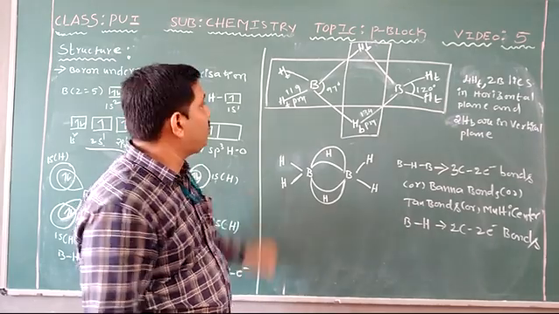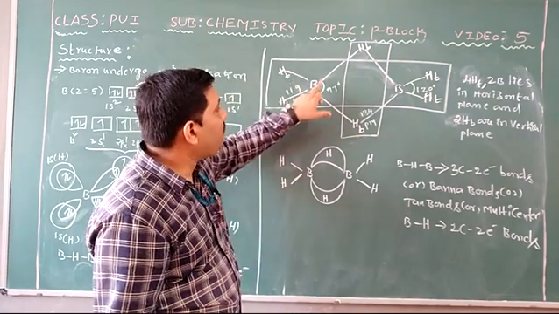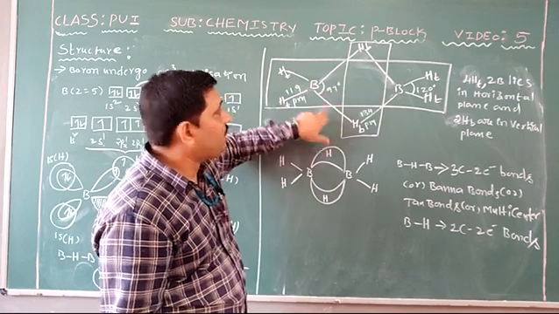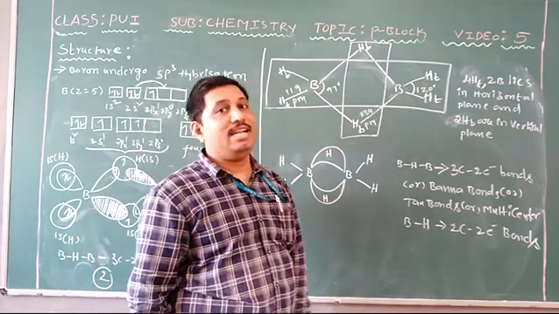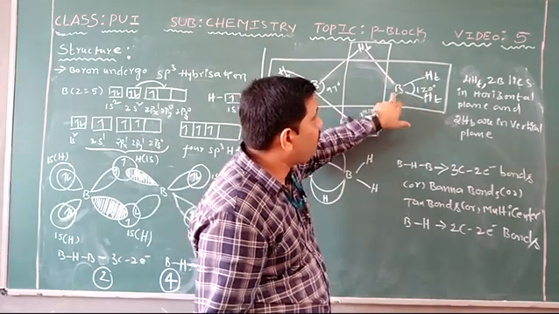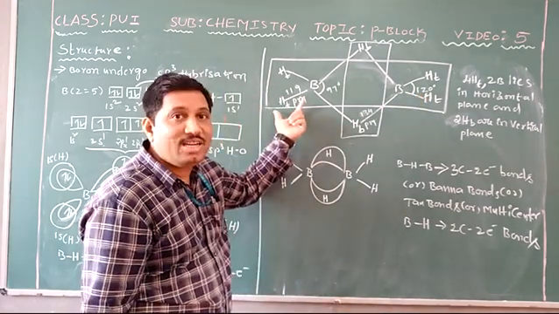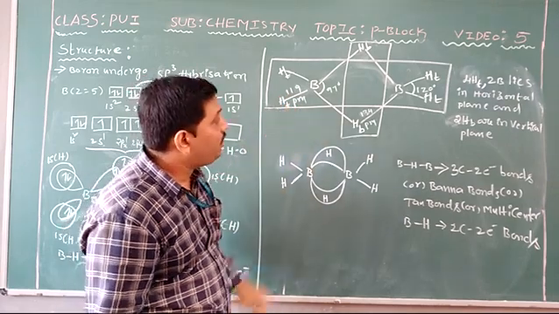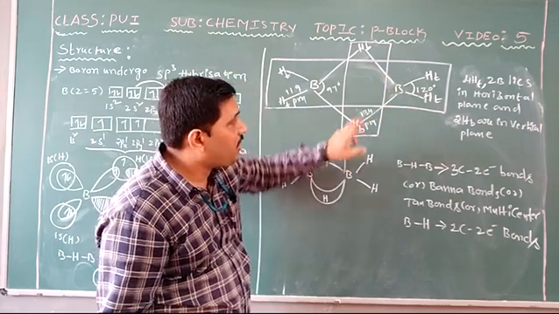Next one. After the orbital diagram, the structure of the diborane will be like this. These two and these two are terminal hydrogens. The bond angle between the two bridged hydrogens and boron atom will be 97 degrees, whereas the bond angle between two terminal hydrogens and boron atom will be 120 degrees. The bond length between terminal hydrogen and boron atom will be 119 picometer. The bond length between bridged hydrogen and boron atom will be 134 picometer.